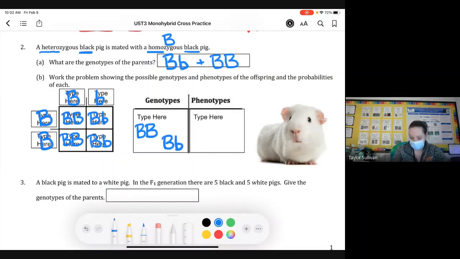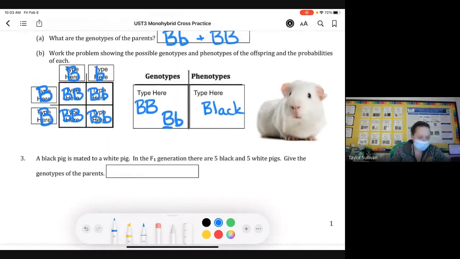But we have to figure out what they look like. What color would big B make? Black. What color would the big B, little b be? In this case, they're just black. Next week we're going to learn that sometimes there is a mix between the two. This week, though, we're just talking about dominance. So it only takes one copy of the dominant gene to be that color when it is complete dominance. Really good.